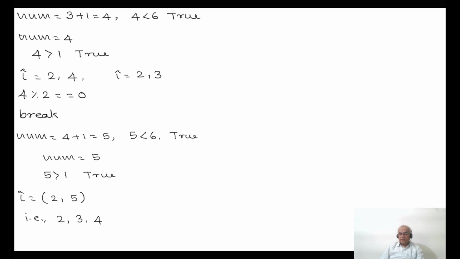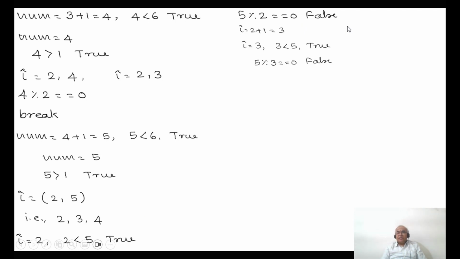2, 3, 4. I want to check. So what I am doing, I is equal to 2. It takes num value. 2 is less than 5. Condition is true. Num is 5. 5 % I is equal to 0? Condition is false. Then it takes the increment. I is equal to 3. 3 is less than 5. Condition is true. 5 % 3 is equal to 0? Condition is false.